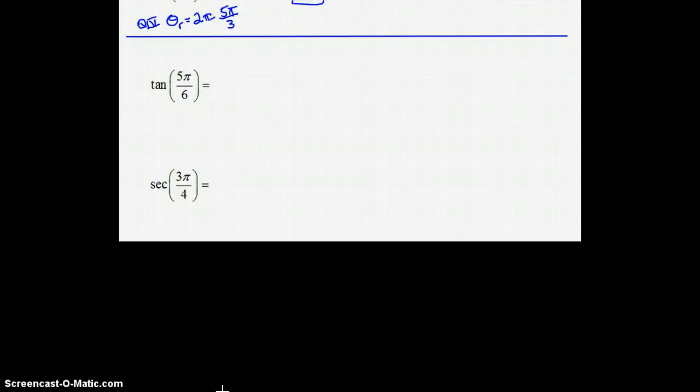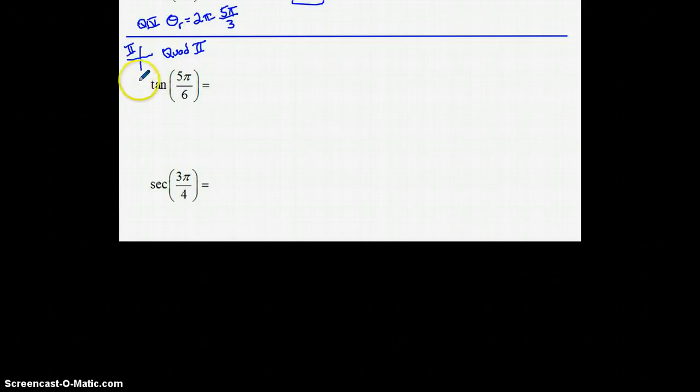Now again, let's see what quadrant we're looking at here. 5 pi over 6. Well, that's less than pi, but it's greater than pi over 2. So this is in quadrant 2. Now, what's the reference angle? Well, actually, before we do that, tangent, again, let's look, quadrant 2.